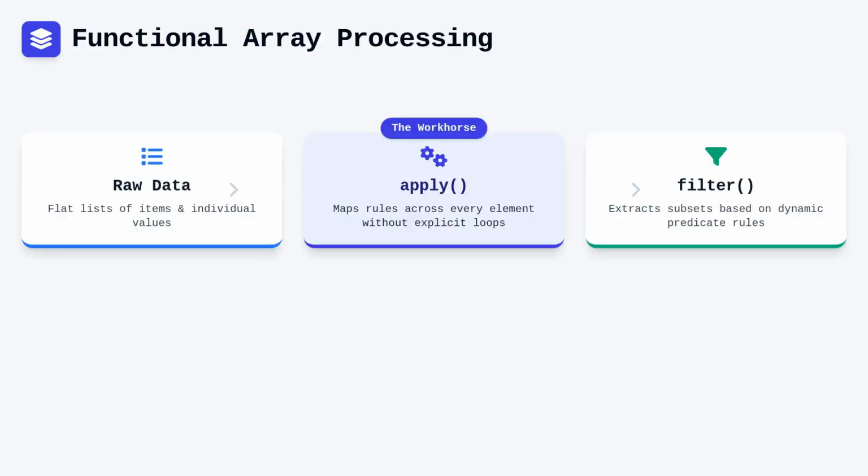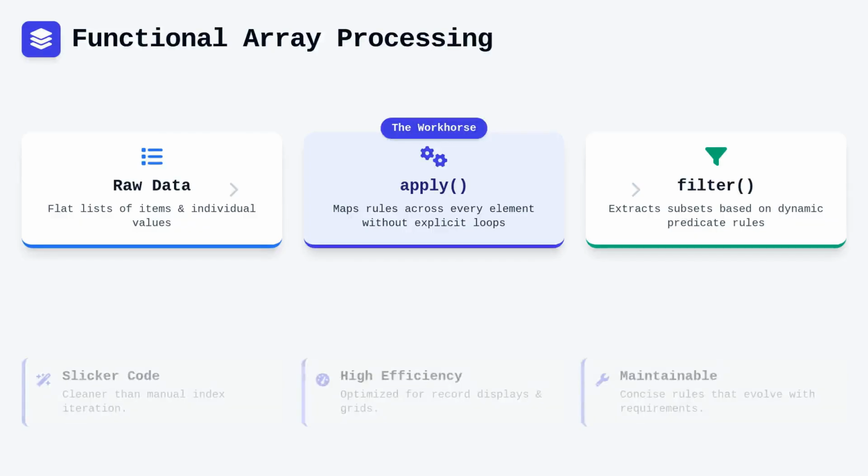When you combine apply with the filter function, you gain the ability to extract specific subsets of data based on dynamic criteria, which is a common requirement in record displays and data grids. For instance, if you receive a flat list of items, using a filter with a predicate rule allows you to narrow down the result set to only those items that meet your business requirements. By adopting these array manipulation patterns, you keep your expression rules concise, easier to read, and substantially easier to maintain as your project requirements evolve over time.